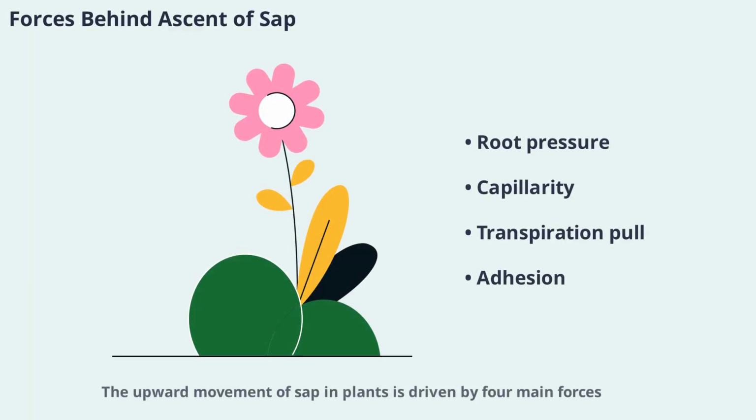The upward movement of sap in plants is driven by four main forces: root pressure, capillarity, transpiration pull, and adhesion. Root pressure pushes sap up to a certain height. Capillarity allows water to rise in narrow xylem vessels. Transpiration pull, created by water loss from leaves, pulls more water upward. Adhesion helps water stick to cell surfaces, drawing more water from below, especially important in tall trees.